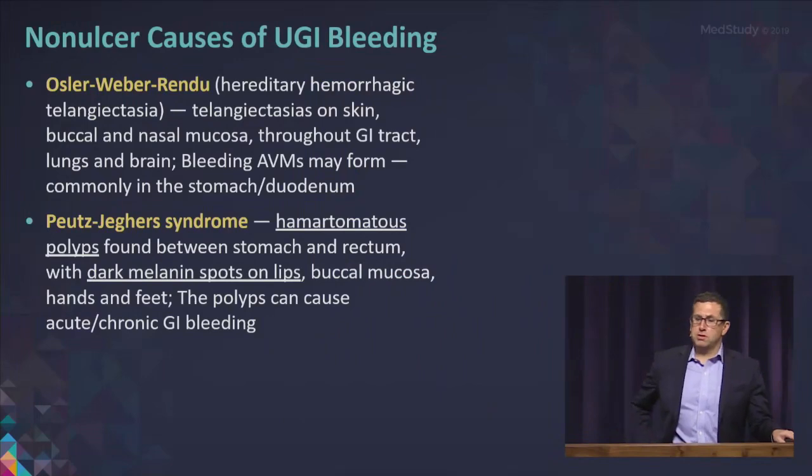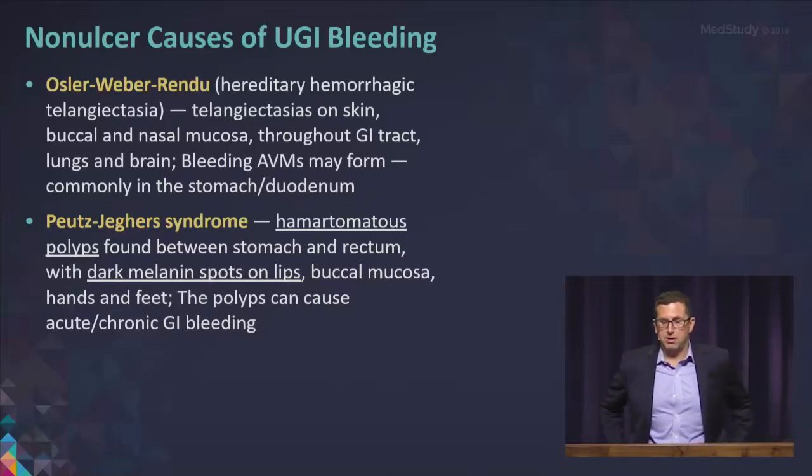Some non-ulcer causes of upper GI bleeding, so there's Osler-Weber-Rendu disease or hereditary hemorrhagic telangiectasia. In these cases, you'll see telangiectasias on the skin, in the mouth, throughout the GI tract. Bleeding AVMs commonly occur in the stomach and the duodenum, and the patient may have a history of epistaxis. That's kind of a tip-off for that.